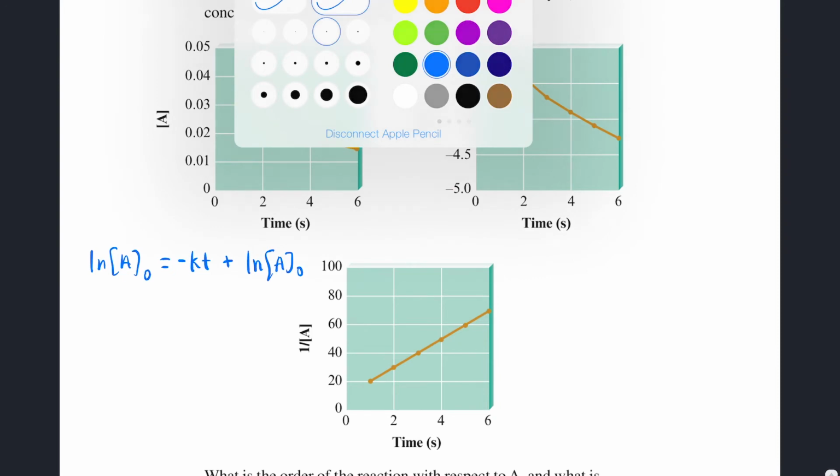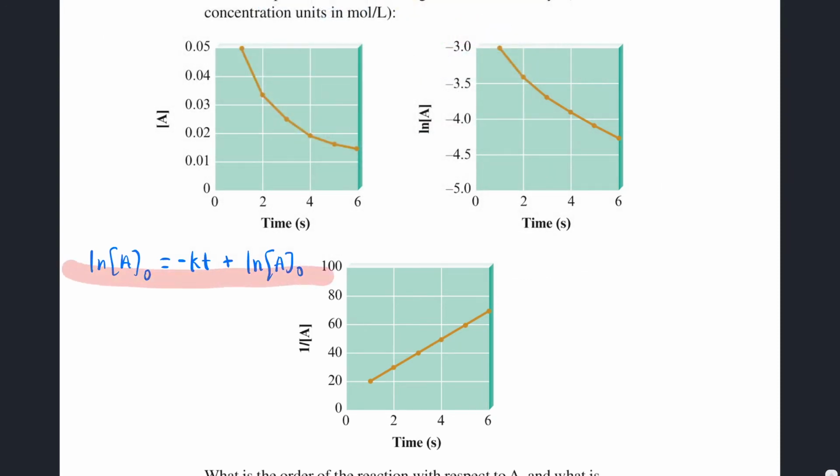Well, this particular equation has all of the components of a linear equation as well. What I mean by that is that this natural log of A naught I can consider as my y, and the negative kt I can think of as my mx, and my natural log of A naught I can think of as my b, my y-intercept. However, this particular equation has a negative slope, so it's going to be negative mx plus b. So this is kind of the trend with all of our integrated rate laws.